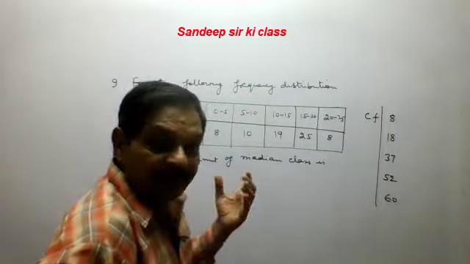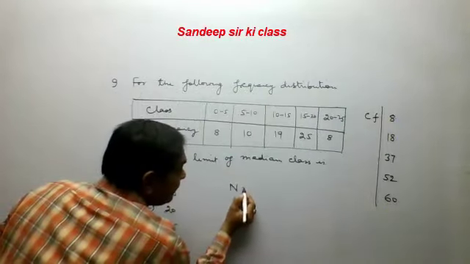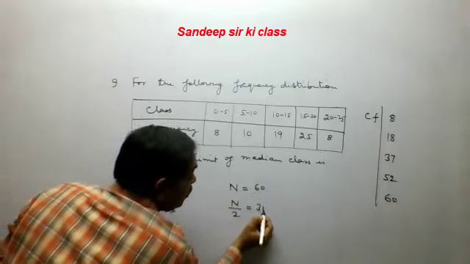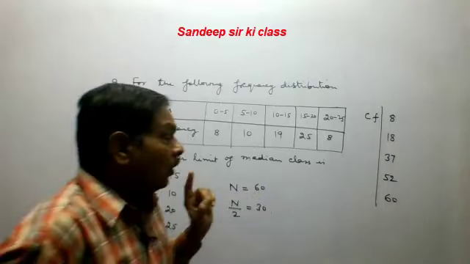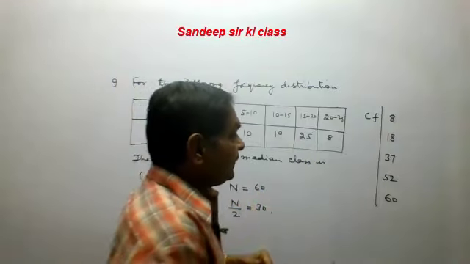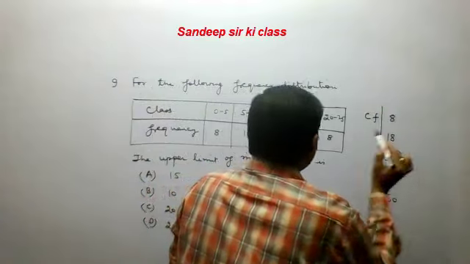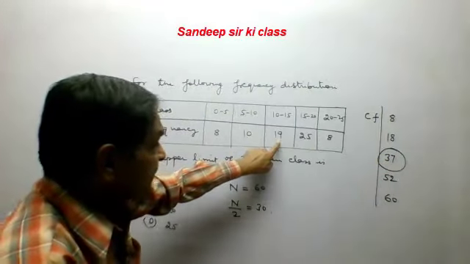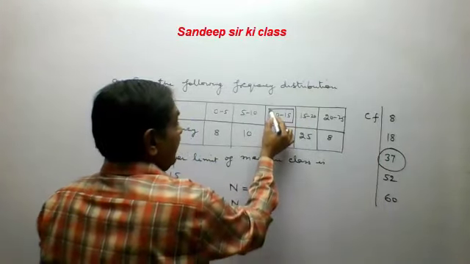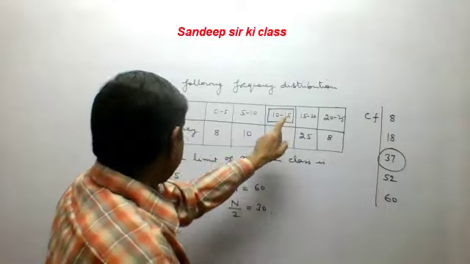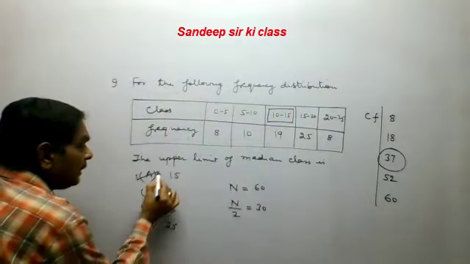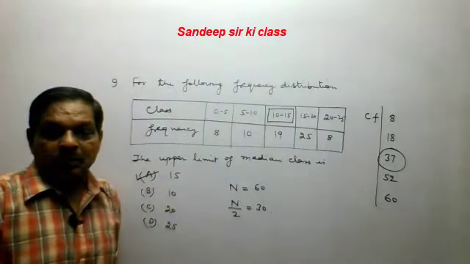So here the value of n we find is 60. So clearly n upon 2 is 30. Now the cumulative frequency which is just greater than 30 is this 37, and 37 corresponds to this. So the median class is 10 to 15, and hence the upper limit of the median class is 15. Here option A is the correct option.